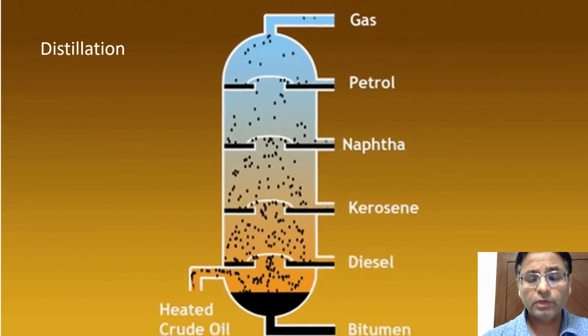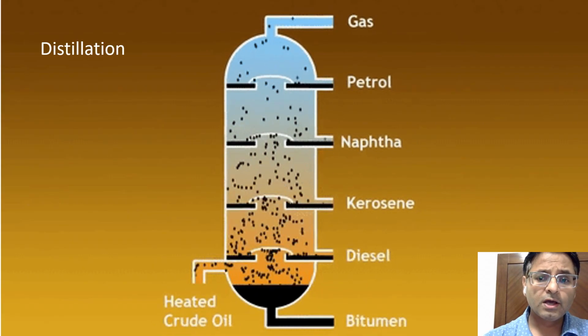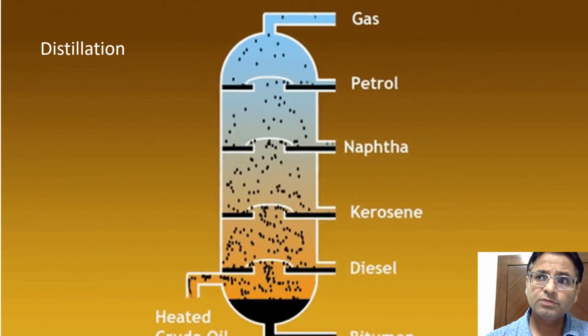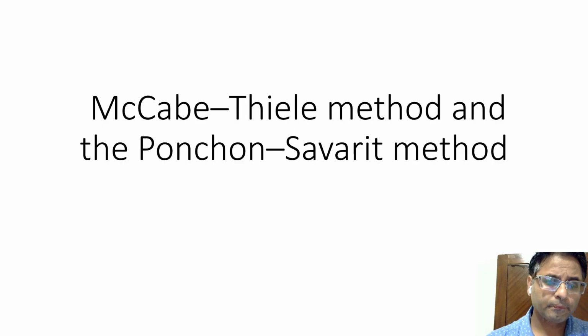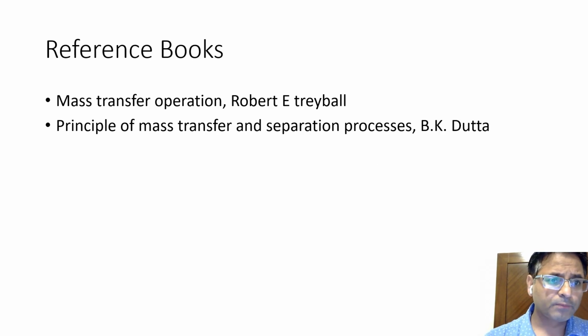Okay, so here today I will tell you which equation or which method we will use to design this distillation column, and what parameters are required for the design of a distillation column. We are using the McCabe-Thiele method and the Ponchon-Savarit method. These two methods we generally use for distillation. The reference books are Mass Transfer Operations by Robert E. Treybal and Principles of Mass Transfer and Separation Processes by B.K. Datta.